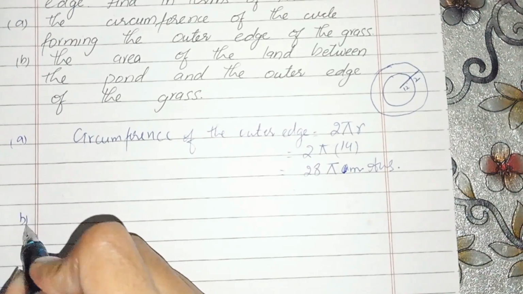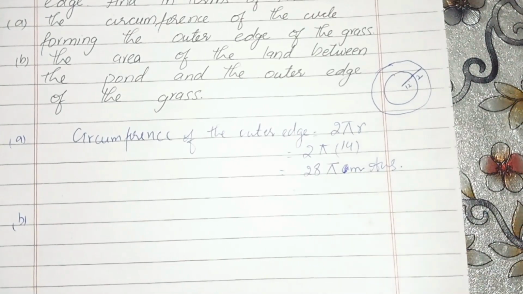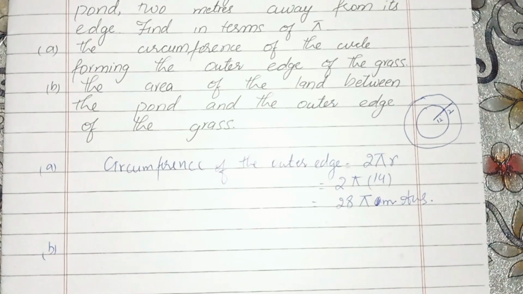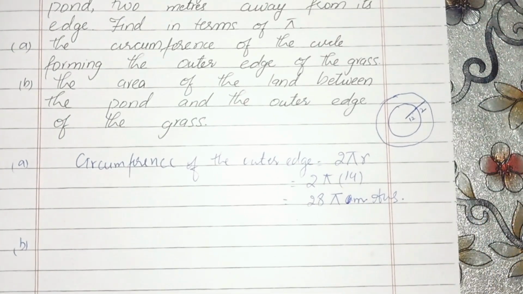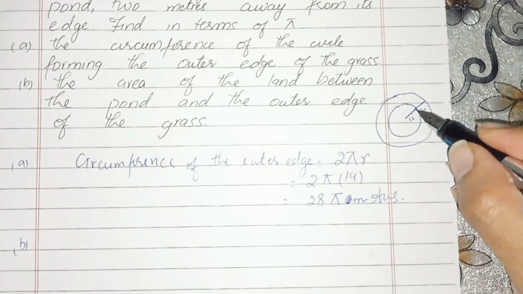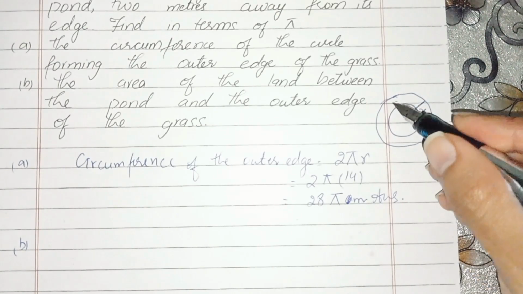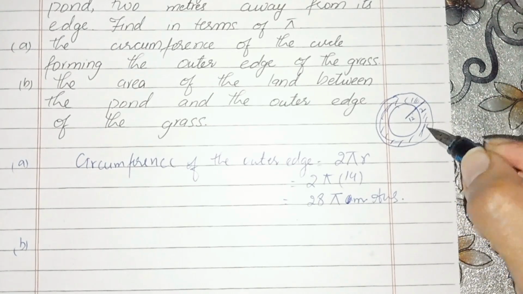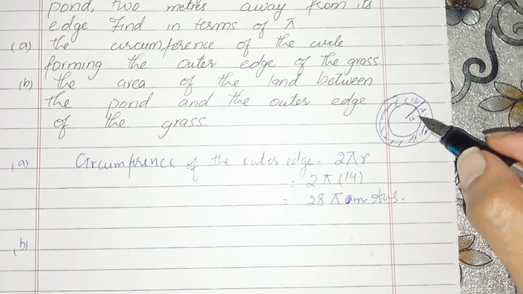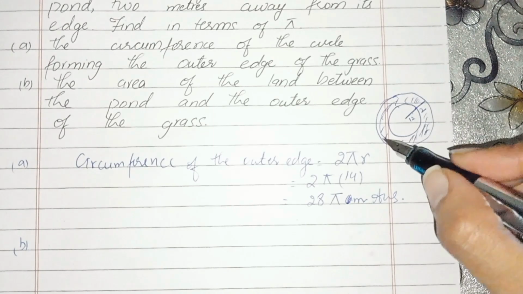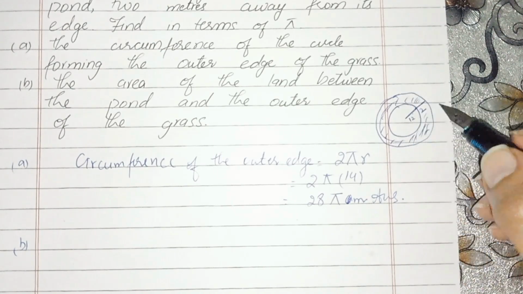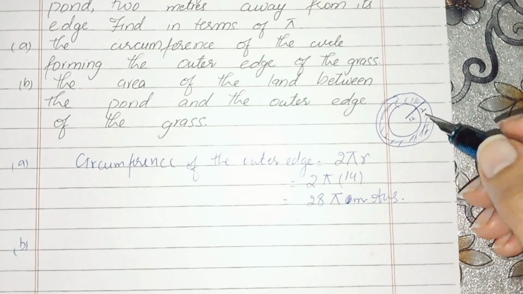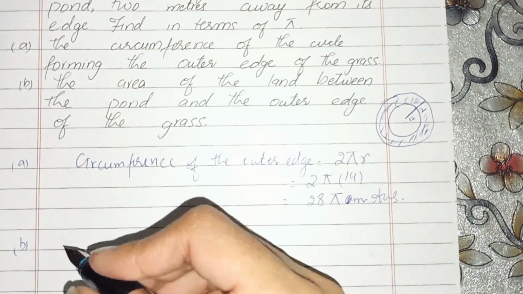Now students, part number B, the area of the land between the pond and the outer edge of the grass. Now we have to find the area of that part which I shaded. For this we have to find the area of a complete circle, then we have to subtract the area of the pond, then we get the area of that part.